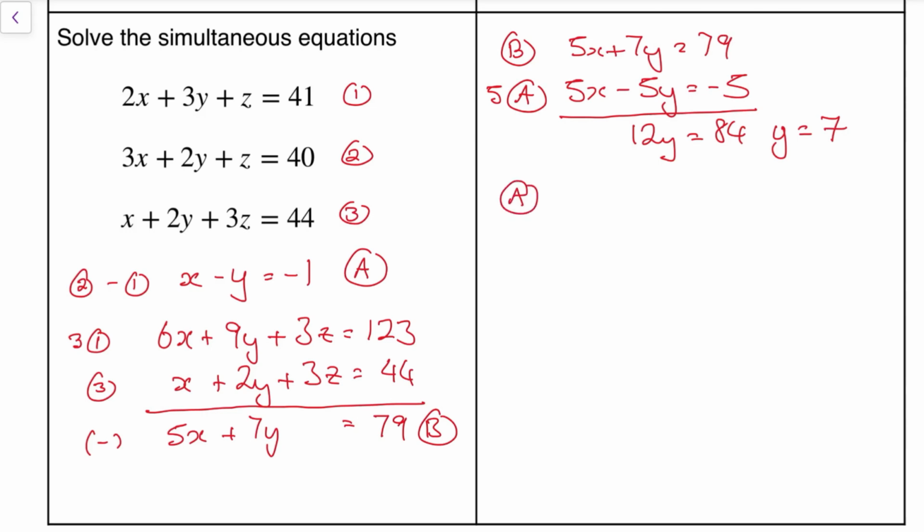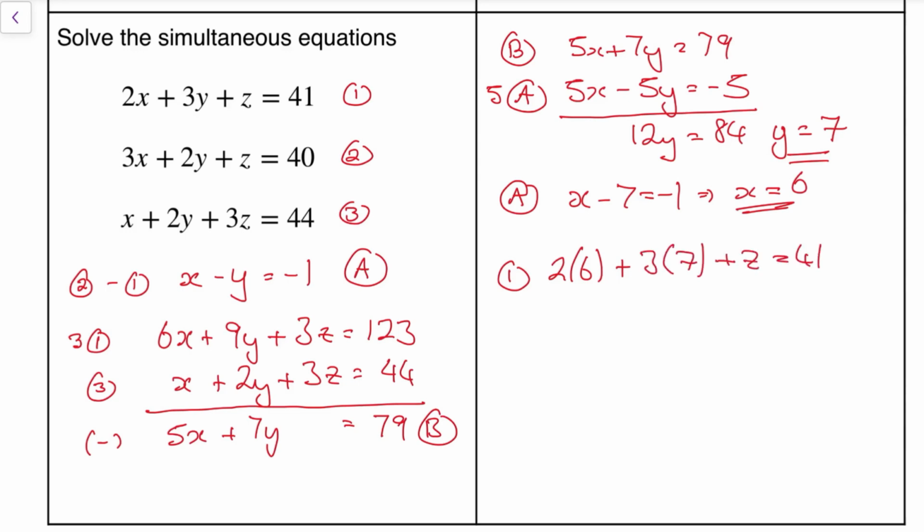And let's go back to equation A. So x minus 7 equals minus 1, which means that x is equal to 6. So I've got my x, I've got my y, and then equation 1, all the way back at the start, 2x, so that's 2 times 6, plus 3 times y, which is 7, plus z is equal to 41. Well, 2 times 6 is 12, and 3 times 7 is 21, and 12 plus 21 is 33. So that means 33 plus z is equal to 41. So z is equal to 8. And that's it. That's my answers. Good, sort of fine. I haven't seen one of those in a while.